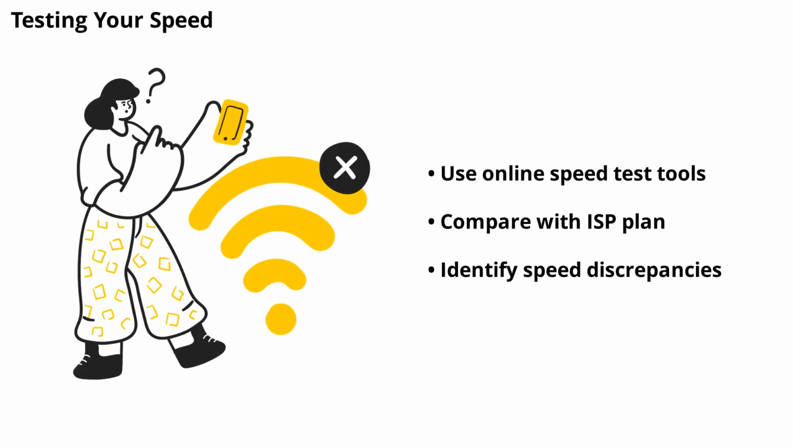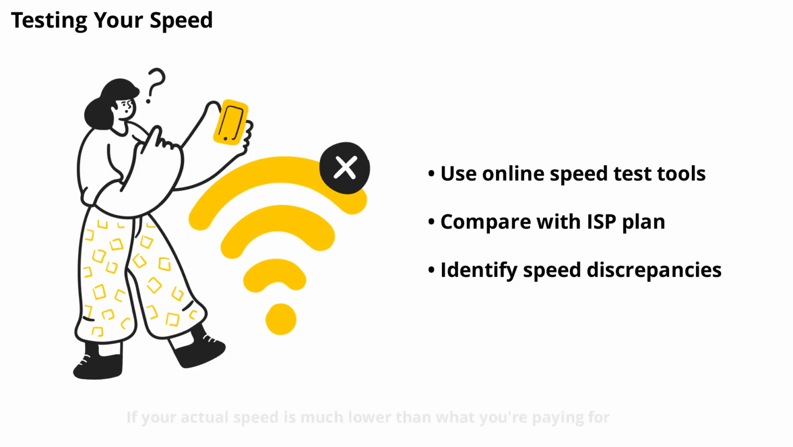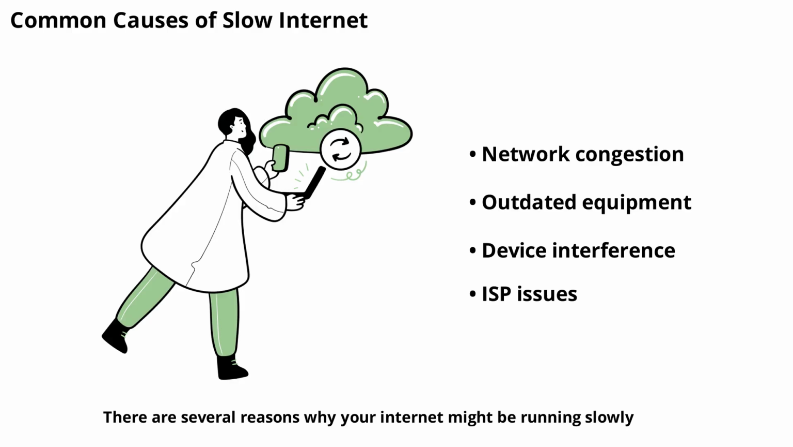The first step in diagnosing slow internet is to test your current speed. There are many free online tools that can measure your download and upload speeds in just a few seconds. Simply search for Internet Speed Test and follow the instructions. Compare the results to the speeds promised by your internet service provider. If your actual speed is much lower than what you're paying for, it could indicate a problem with your connection or equipment. There are several reasons why your internet might be running slowly.